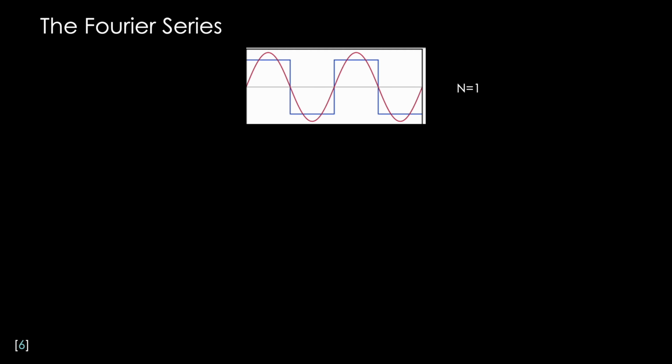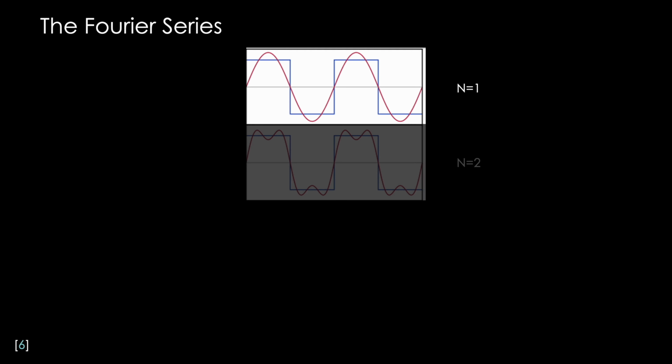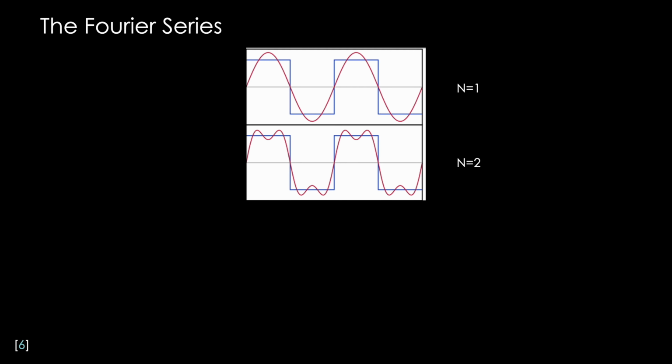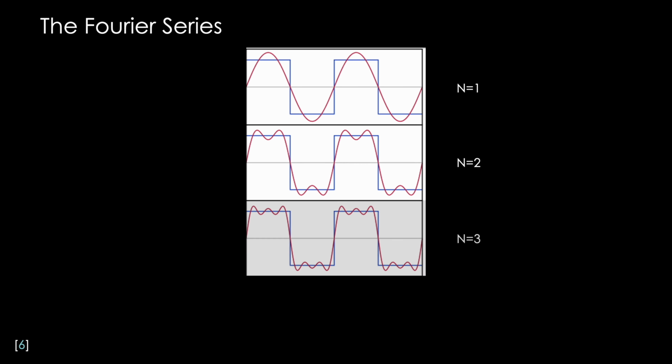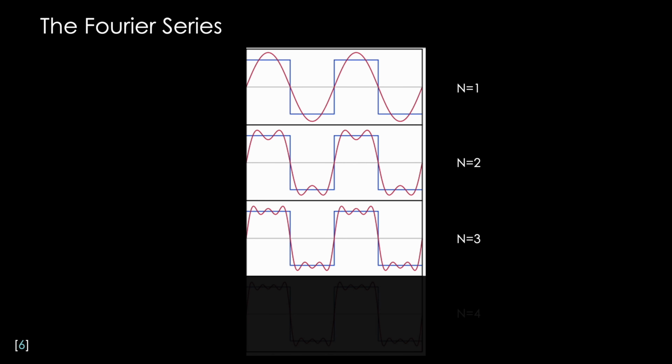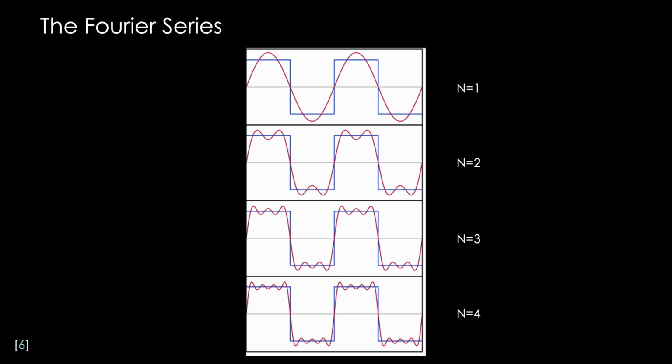Let's now add another wave to the first. And another. And one more. You can see with just 4 iterations, we have something that's starting to look pretty close to this original square wave, and if we keep going, we're going to get closer and closer to the actual wave. So what is going on here mathematically that makes this happen?